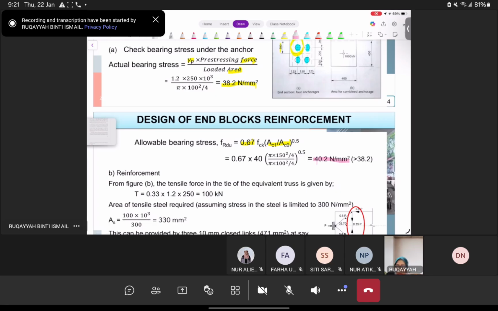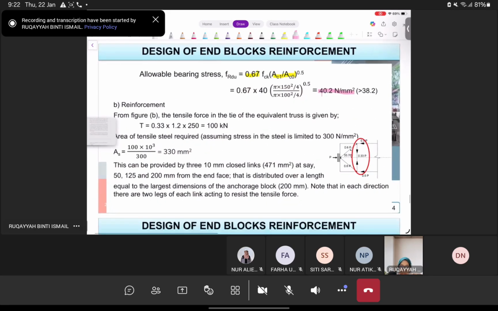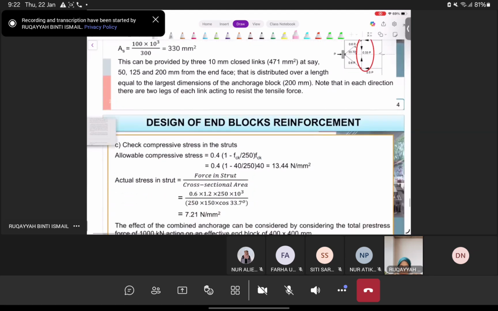Okay, so 40.2. The actual that we apply is 38. So for the design of the conical that we have provided, we can provide 40.2 strike. So that means it is safe, it is okay. Still okay. Alright, now we look into the reinforcement.